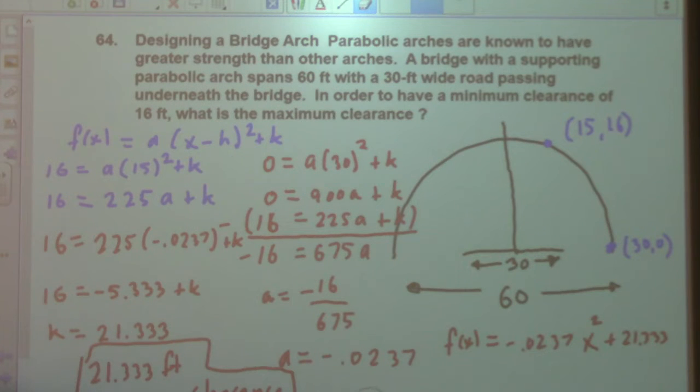So anyway, you end up solving this system, and you end up with K being equal to 21.333 feet. That's going to be your elevation right here. So in your vertex form, it's going to be this. You get A equal to negative 0.0237. Then plugging that in, you get K equal to 21.333 feet. So that's going to be your maximum clearance right here. Okay? Does that give you good memories back from Algebra 2 Honors?